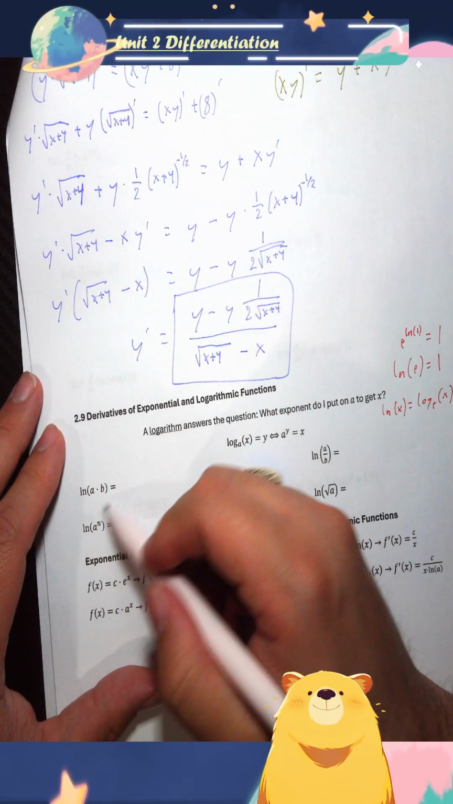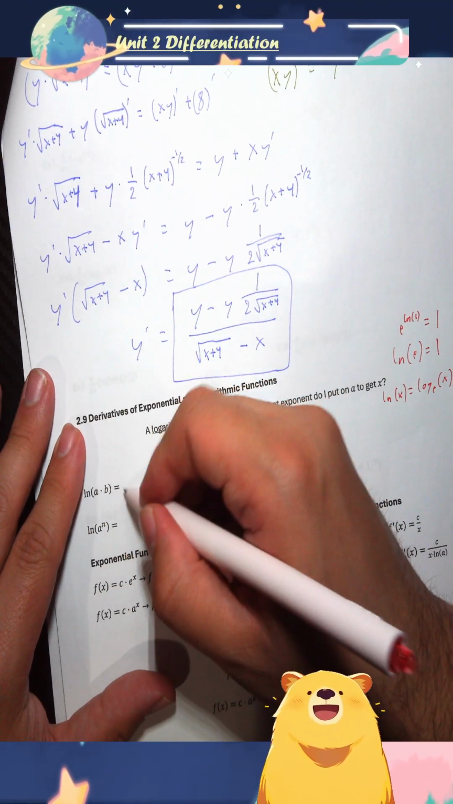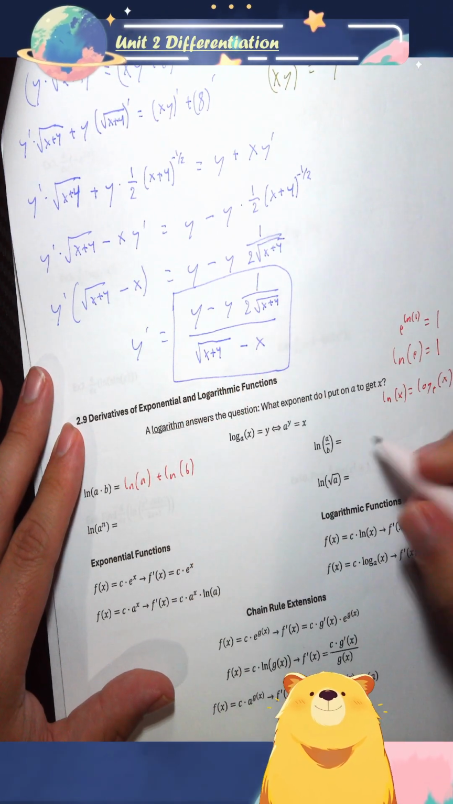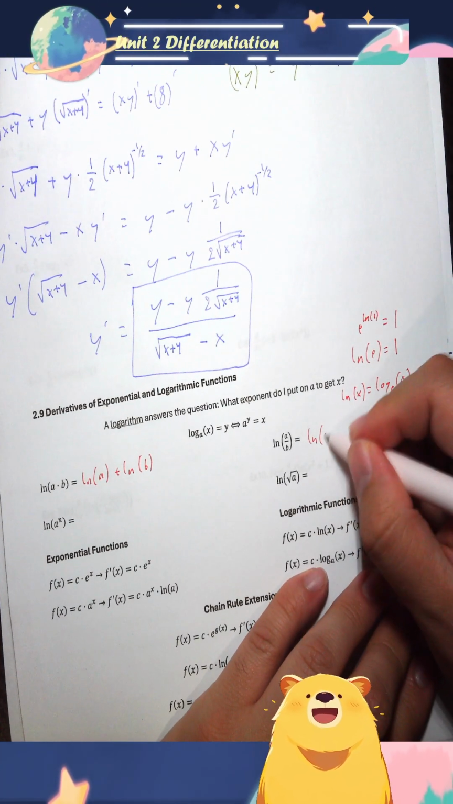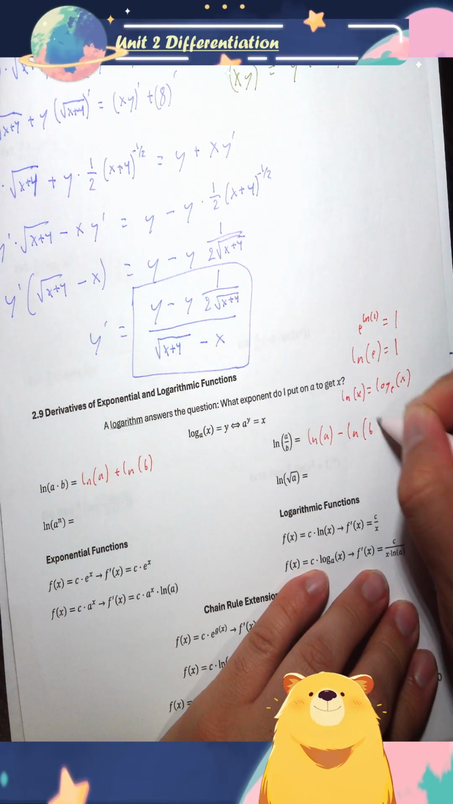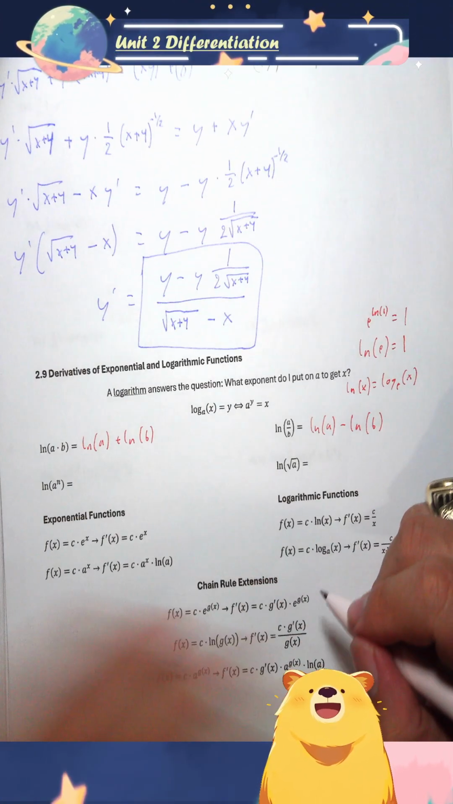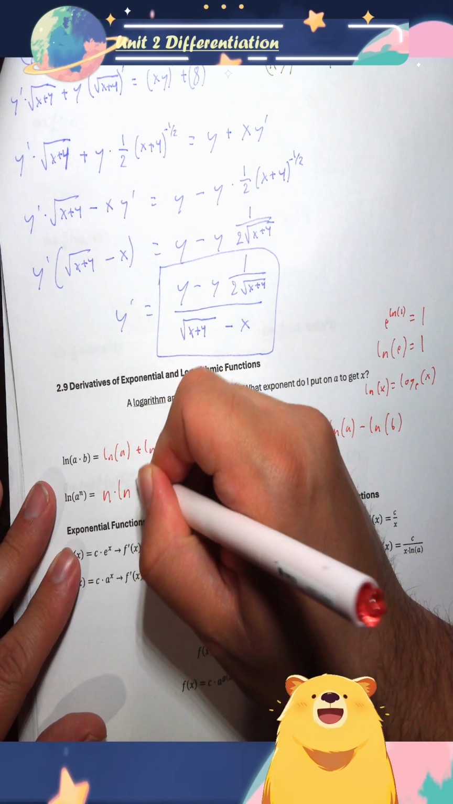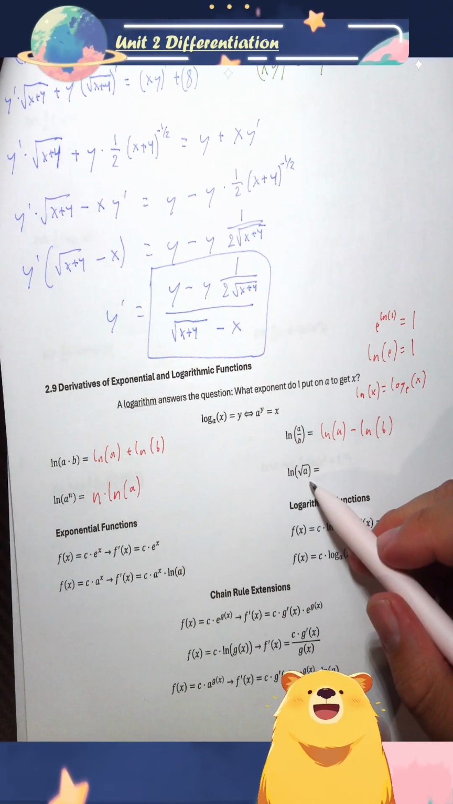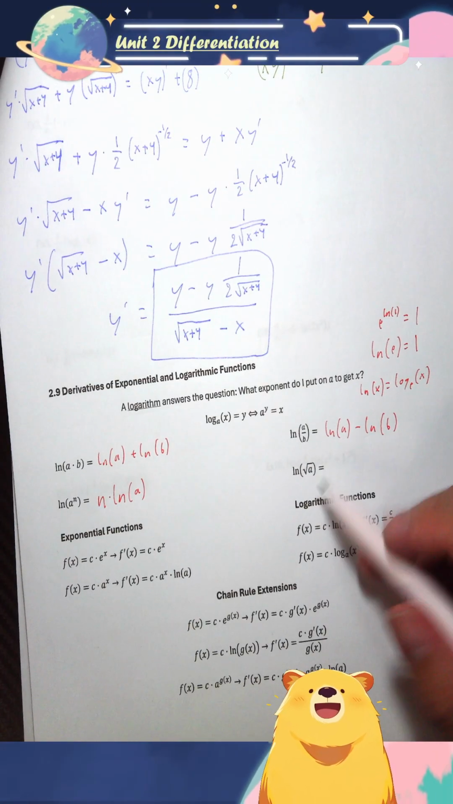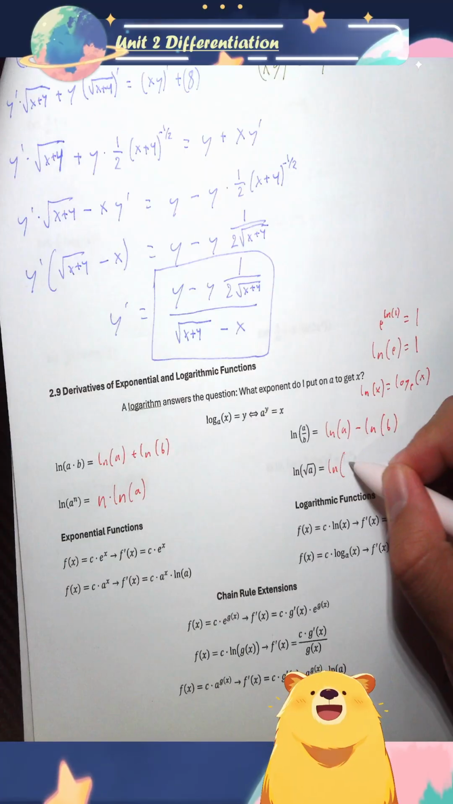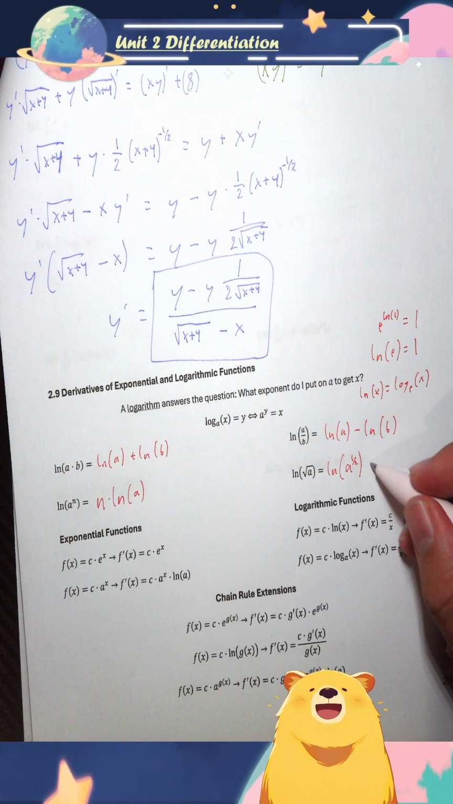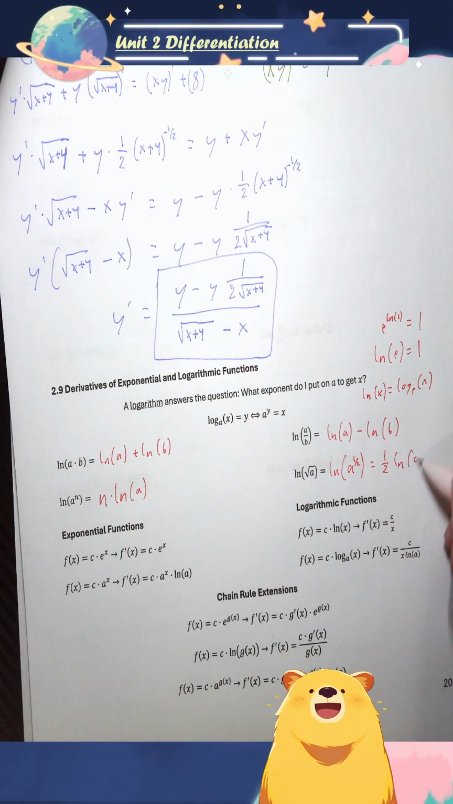First, ln of a times b can be written as ln of a plus ln of b. ln of a divided by b becomes ln of a minus ln of b. Then you have ln of a to the power of n can be written as n times ln of a. And for square root, don't worry, it still has the same thing, but we just have to remember that square roots are just powers with fancy hats. So we still get it as 1/2 ln of a.